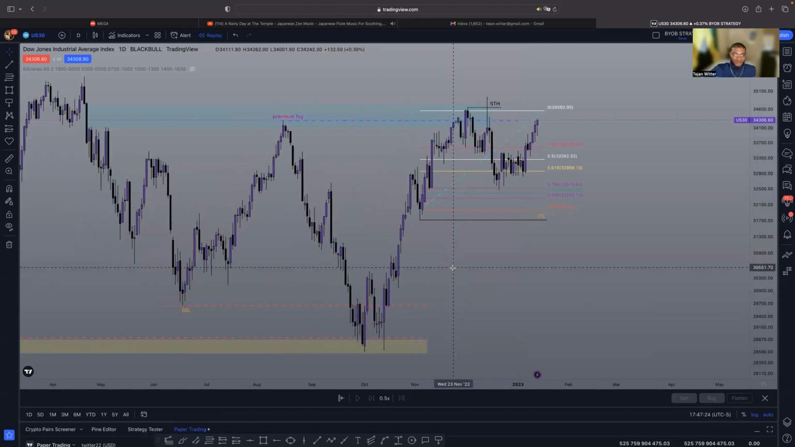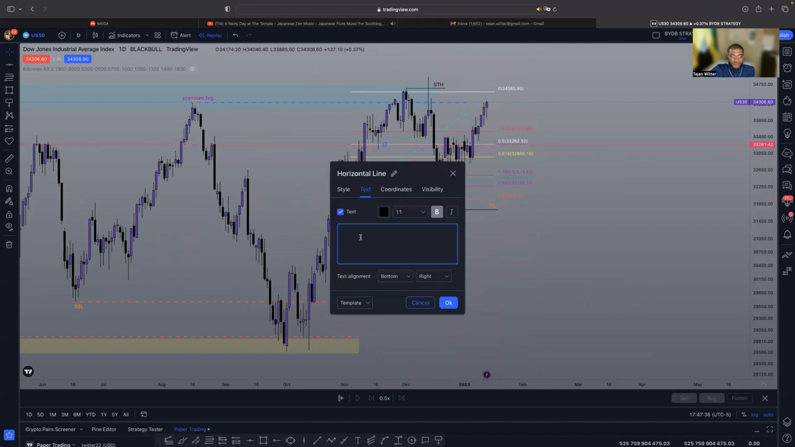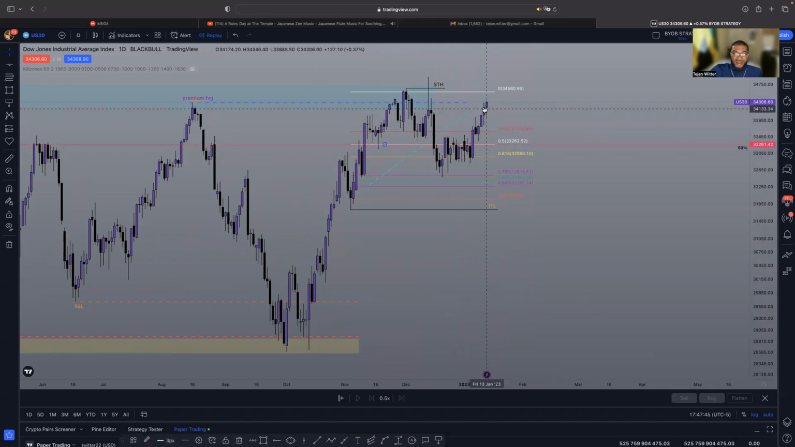All right, cool. So as you guys can see, I'm going to drop a line on my 50% to show you guys, all right, this is equilibrium. So equilibrium basically is a line that delineates whether the market is in a premium area or discount. So anything above 50% is premium, anything below 50% is discount. Now we traded down into discount to 78.6% right here.